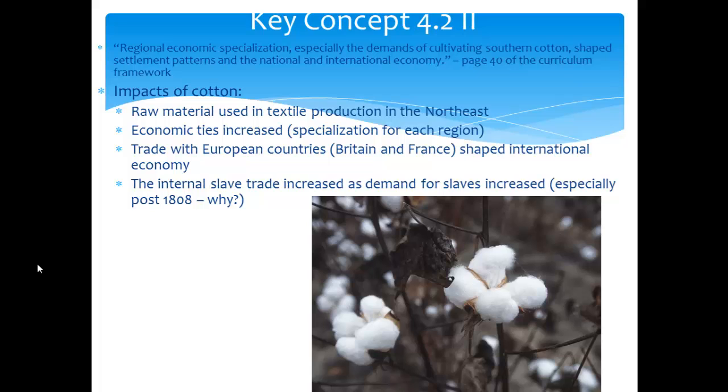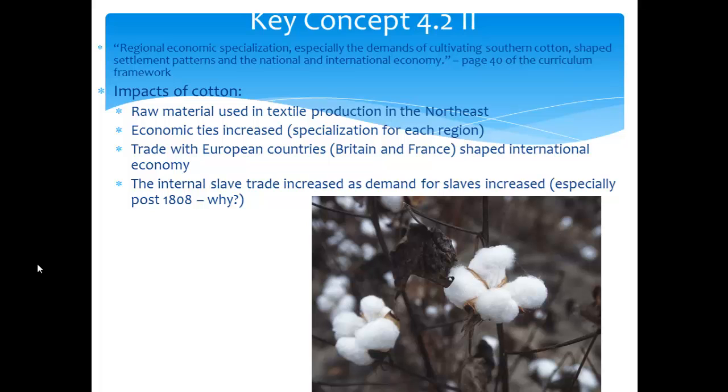The internal slave trade increased as demand for slaves increased as well, and the demand for slaves increased because of cotton. So here's a question: why, after 1808 especially, does the internal slave trade increase? What happens in 1808? Do you remember?